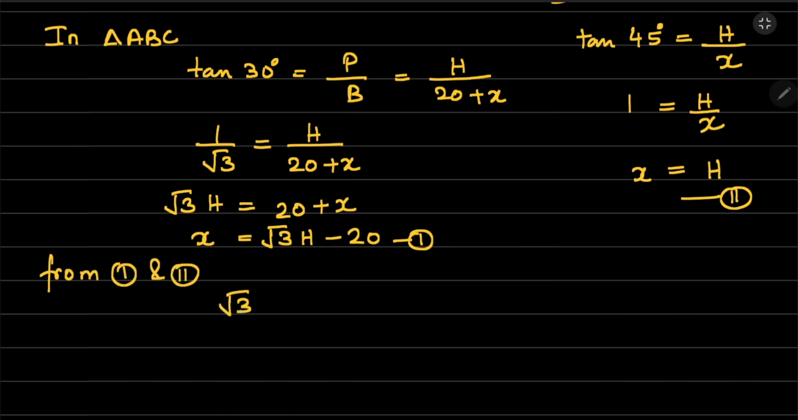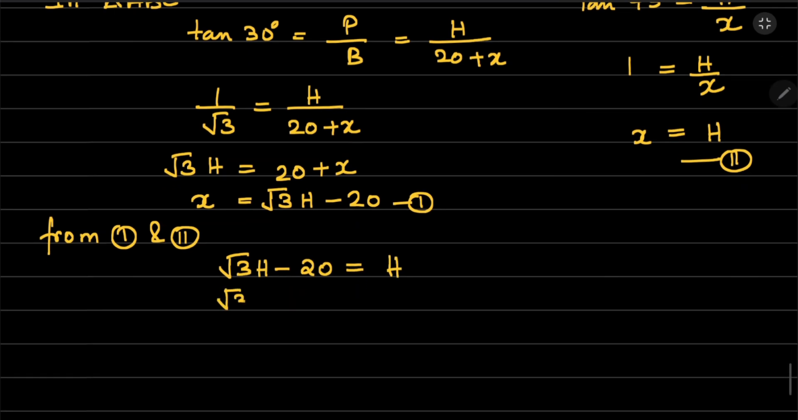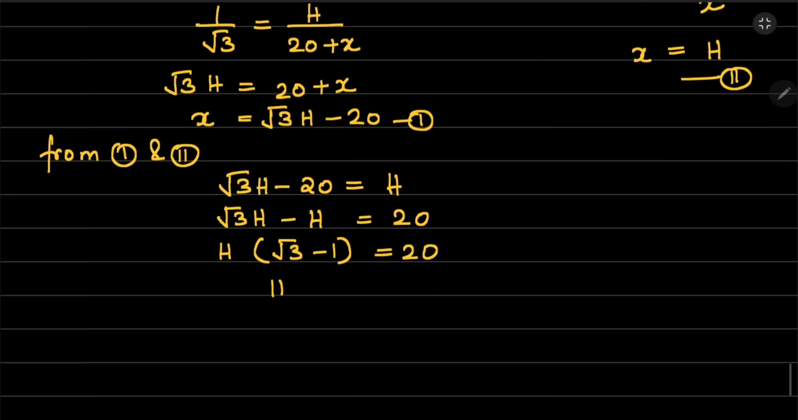We can write root 3h minus 20 is equal to h. Rearrange the terms. So root 3h minus h is equal to plus 20. Take h common out. You will have root 3 minus 1 is equal to 20. So what is h? Capital H is equal to 20 divided by root 3 minus 1.